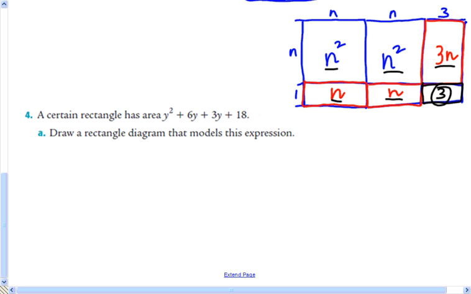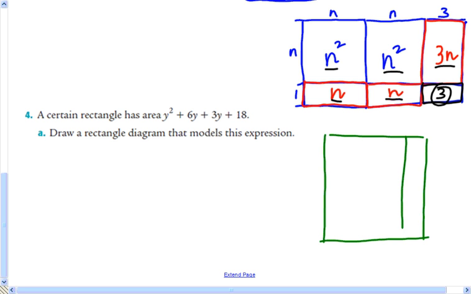All right, so a certain rectangle has an area y squared plus 6y plus 3y plus 18. Draw a rectangle diagram that models this expression. Well, that has 4 parts, so we're going to think we have some kind of a rectangle that has 4 parts like the earlier one. So maybe it'll look something like that. And the y squared part would be the big square. I'll put that in for you. And so the dimensions there are y by y. And then the other two, the little square in the corner, that's the one that doesn't have the y in it. That's 18. I'm going to put that there.